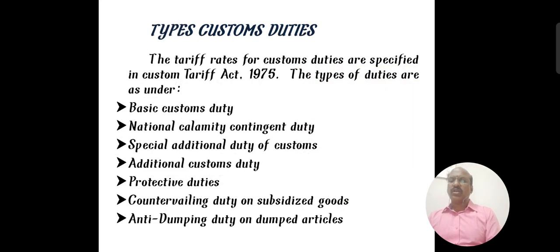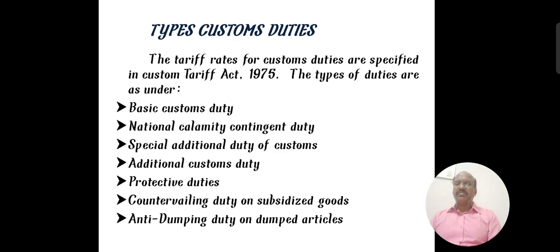Next one, we shall move to what are the different types of customs duty charged as per the Customs Tariff Act 1975. The following are the various types of customs duty: basic customs duty, national calamity contingent duty, special additional duty of customs, additional customs duty, protective duties, countervailing duties on subsidised goods, and anti-dumping duty on dumped articles. First one, customs duty. This is a normal duty, a levy on the importing of goods and services.